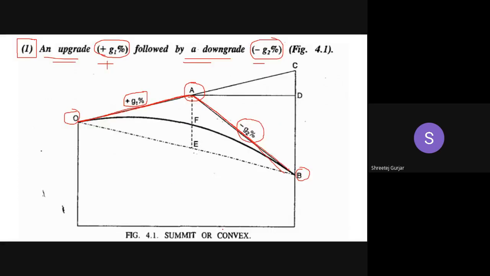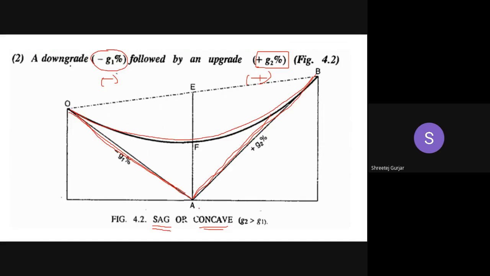This is also called a sag curve, or concave curve. And the previous one was a summit curve, also called a convex curve. You can see it is convex towards the summit. Here, it is concave. If this is the upward type, you can see it is concave towards this. So we have learnt two types.